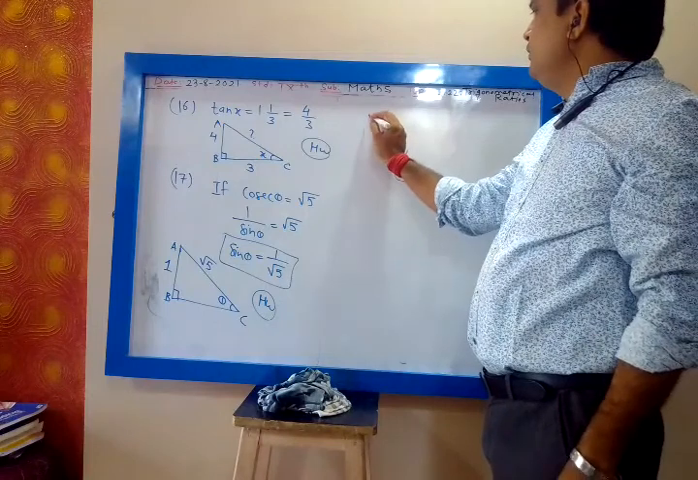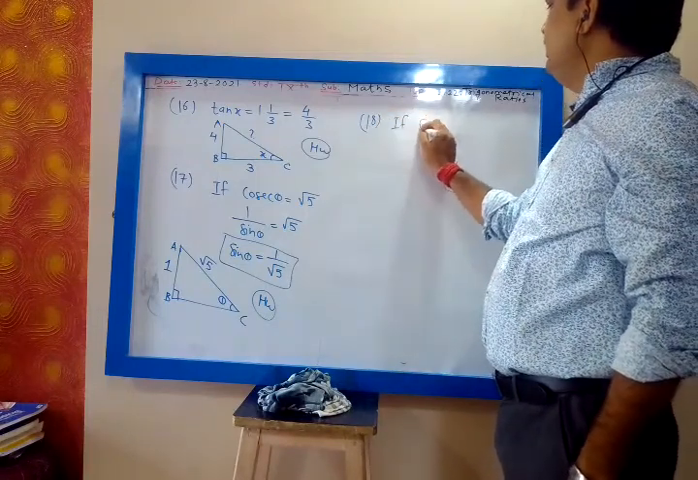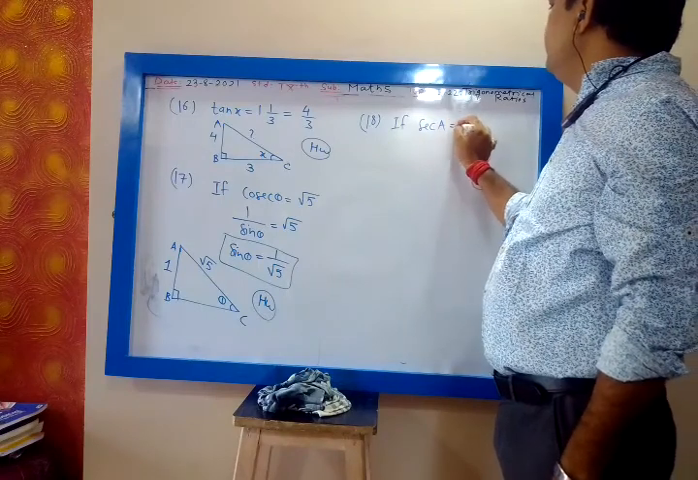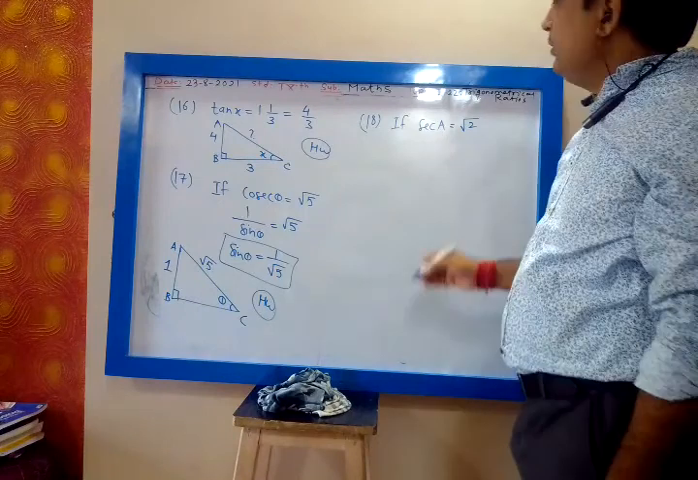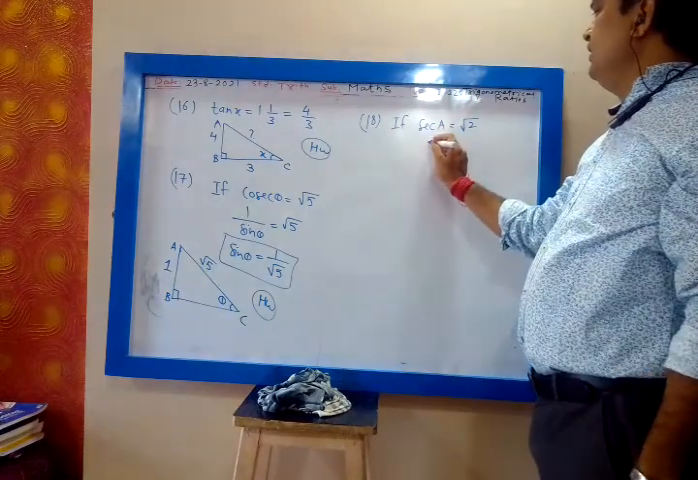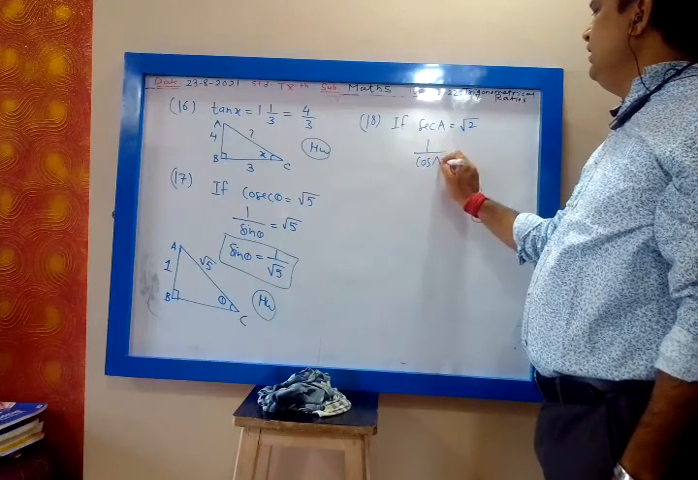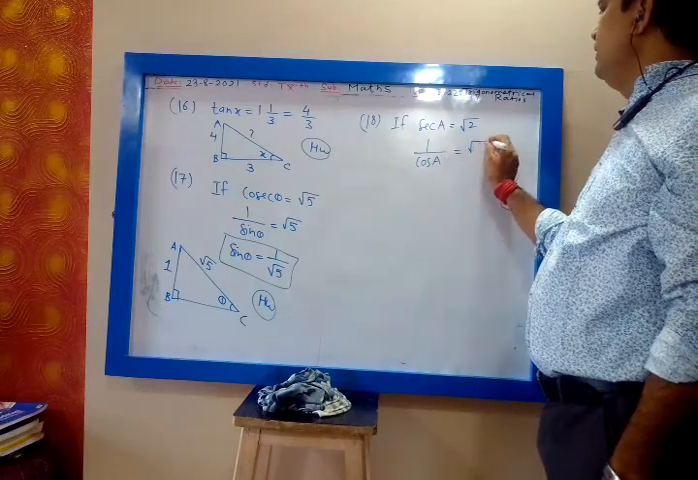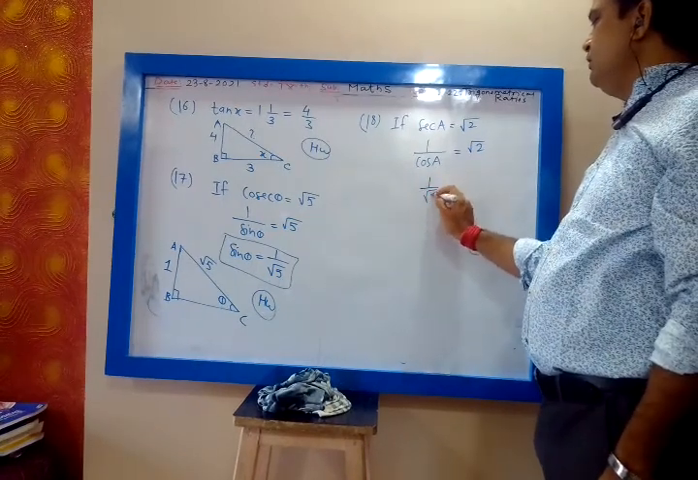Then 18. If sec A is root 2, see, you have to do the calculation, my dear. Now my reference angle is A. Sec A is 1 upon cos A. Sec is the reciprocal of cos. 1 upon cos A is root 2. So 1 by root 2 is cos A.